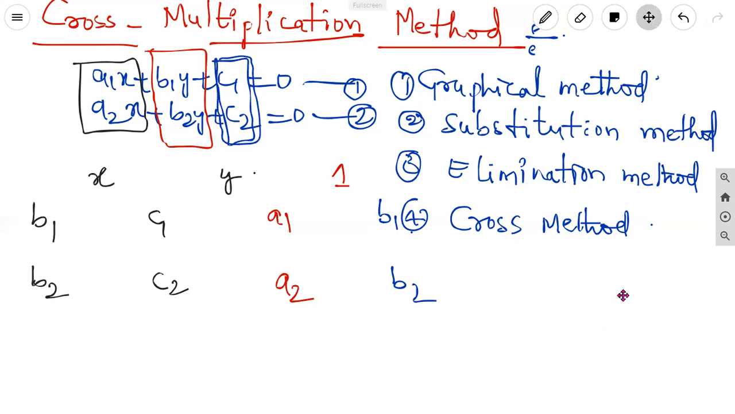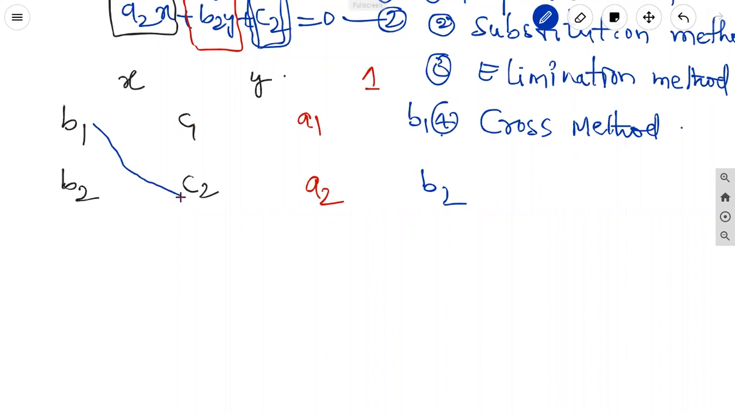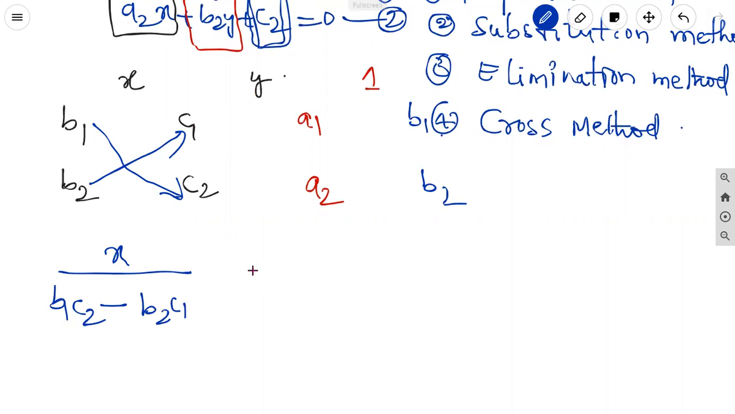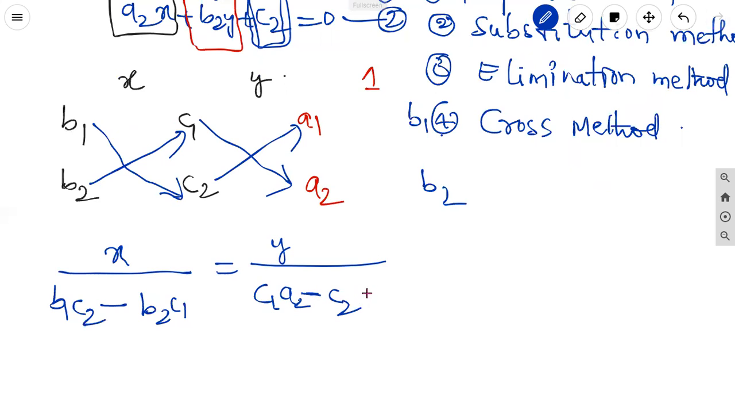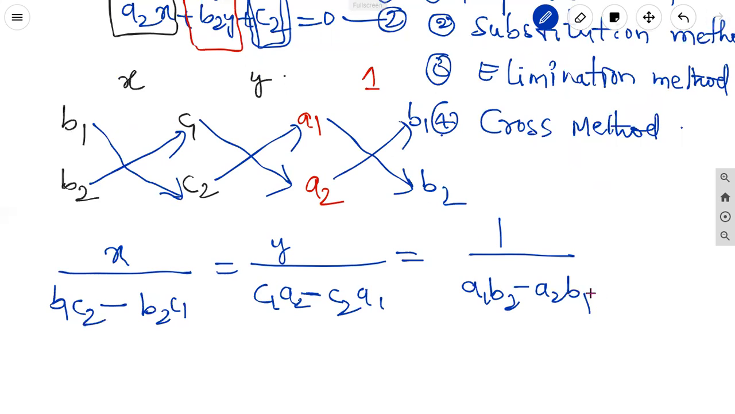Now you take the cross multiplication. Cross multiplication means up to down. This is the x variable related cross multiplication, that is b1 c2 minus b2 c1. It is equal to y: c1 a2 minus c2 a1. It is equal to the constant 1 by a1 b2 minus a2 b1. From this relation, you equate x and the constant, then you get the x value. You equate y and the constant, you get the y value.